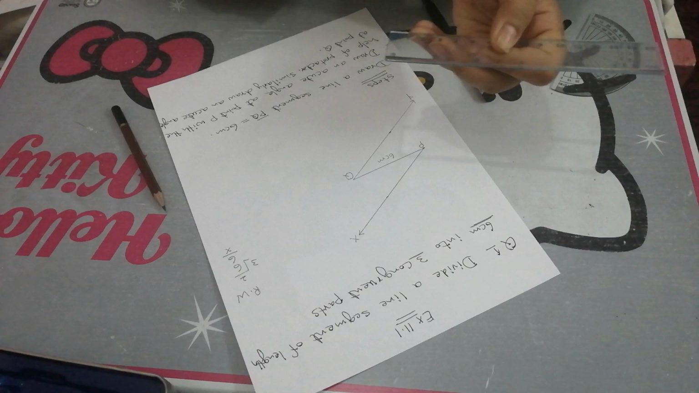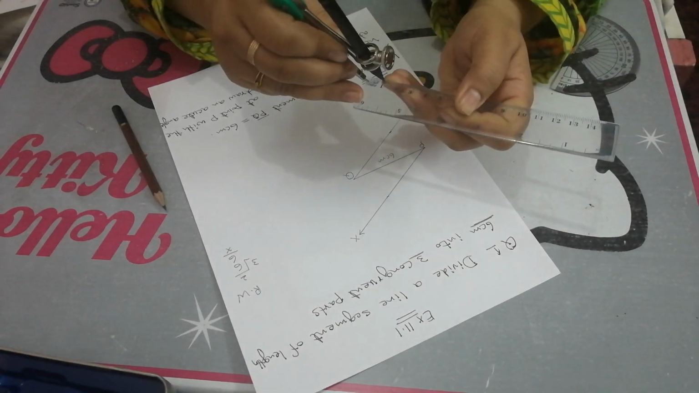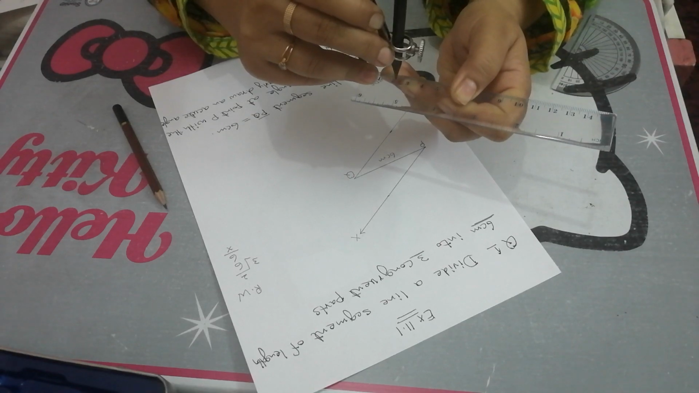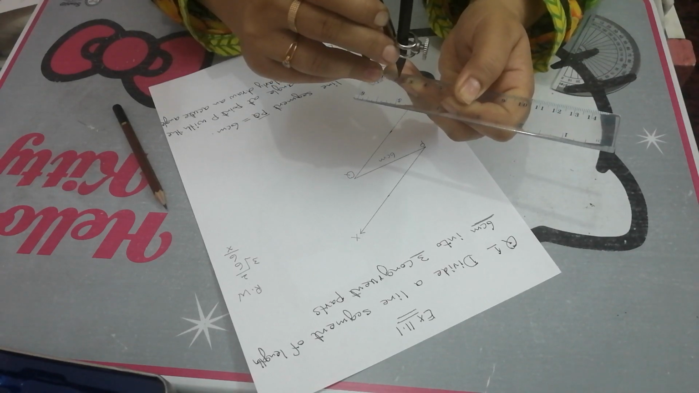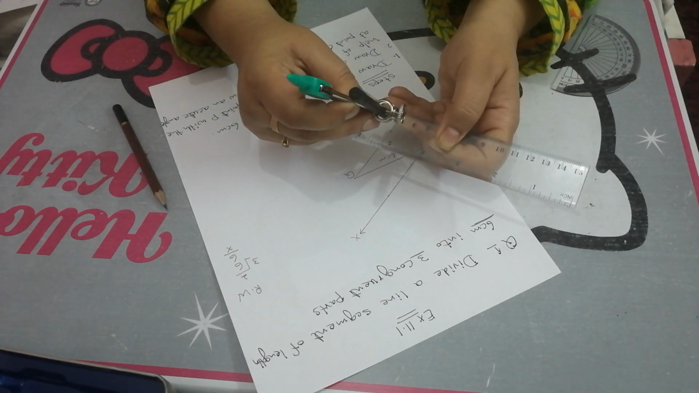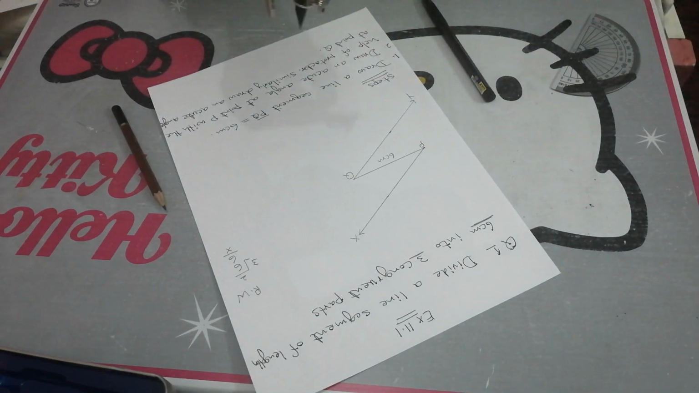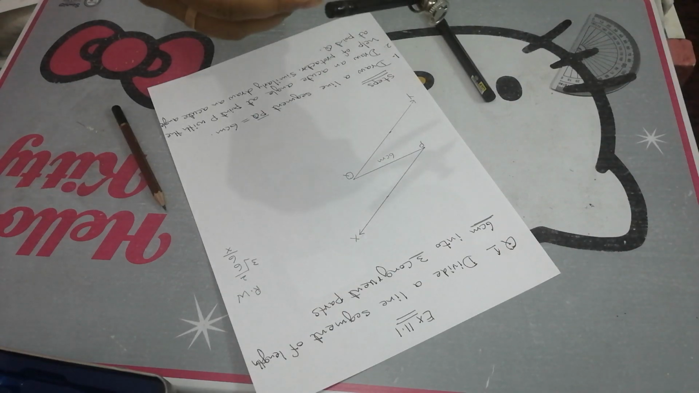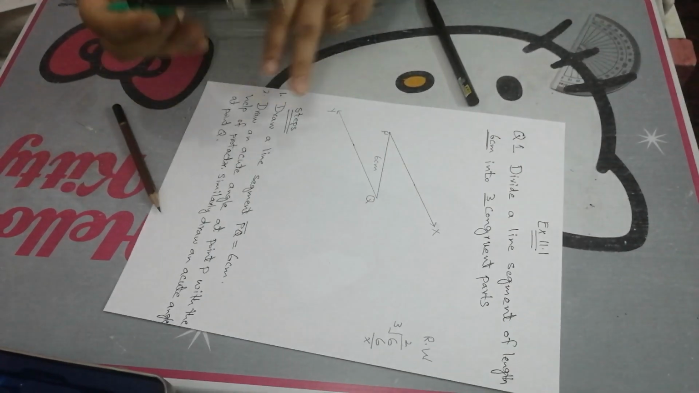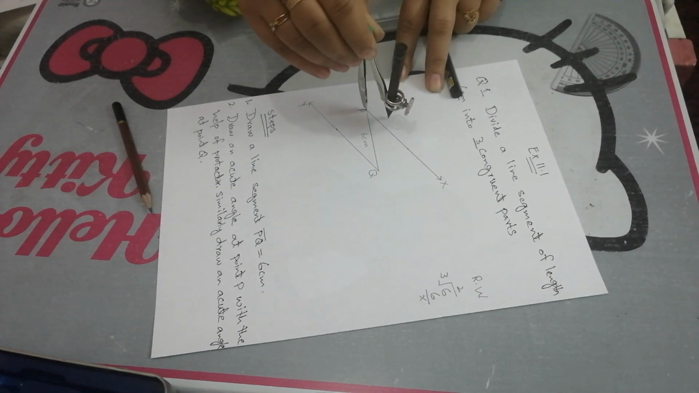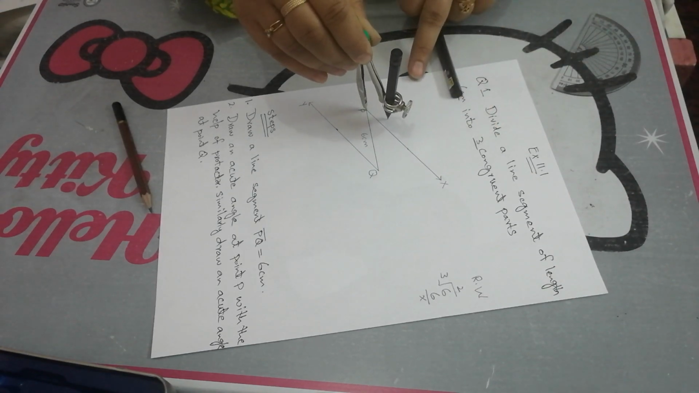Look at the ruler. From 0 to 2, you open your compass like this. From 0 to 2 centimeter. Once you open your compass, then don't move it. You hold your compass from this point. From point P, you draw 3 arcs, because you have been given 3 congruent parts.